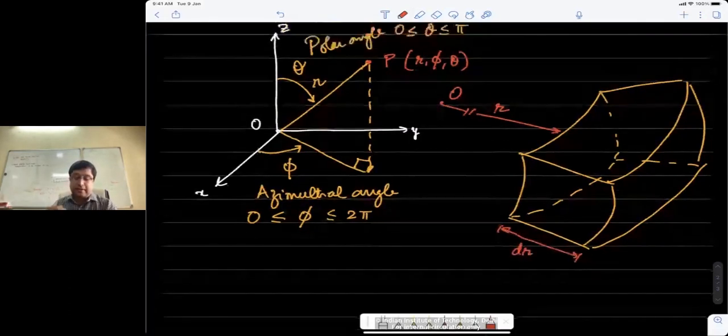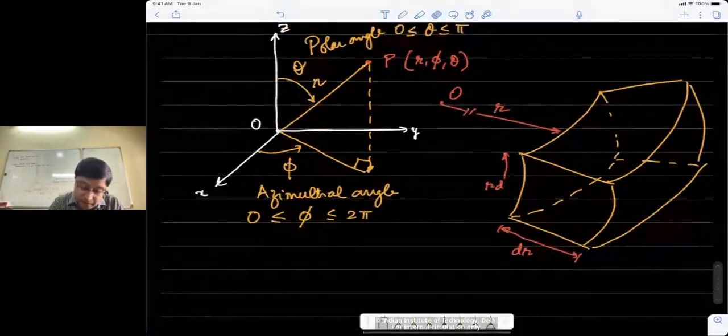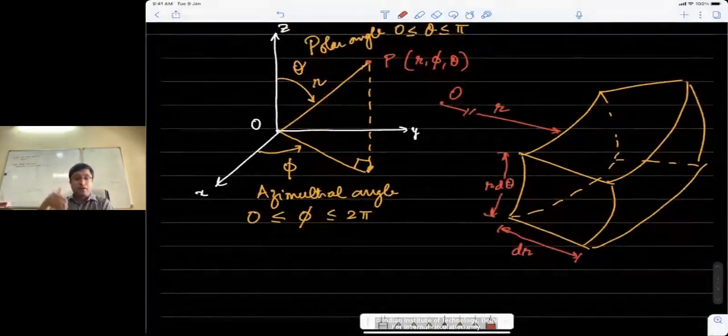If you can imagine now that it's at a distance r, a differential element will actually be in an increment of d theta. So this side is actually r d theta. Oh, sorry, d theta, not d phi. d theta. So that would be one side of the cuboid.